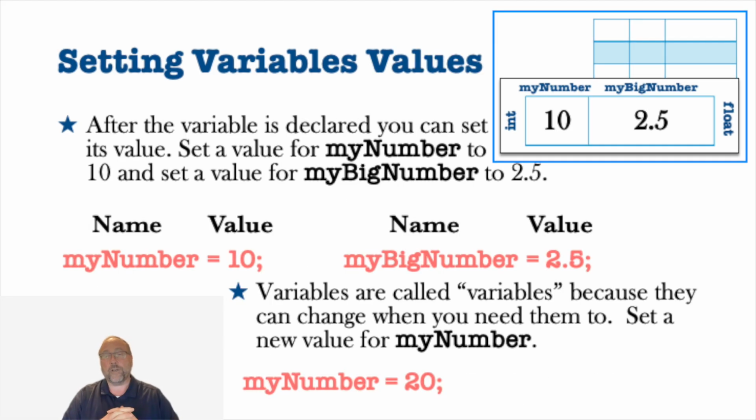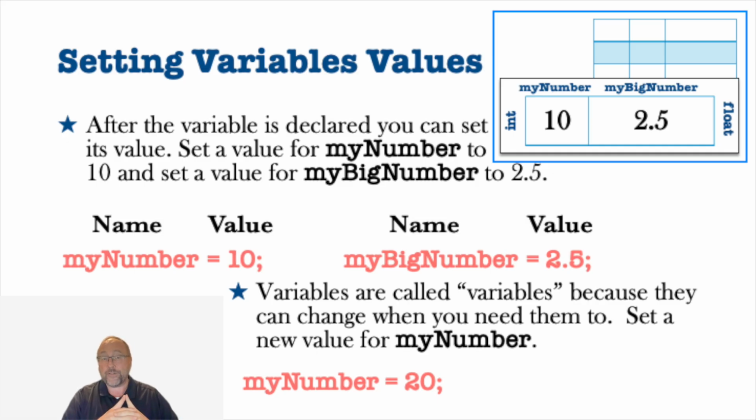All right, so we're going to want to use this thing. How do we set the value that's inside the mailbox, inside of the variable? Well, I do it this way. I use the name of the variable that I just set, myNumber equals, and then the value you want it to be, like 10. If I'm using myBigNumber, it'll be myBigNumber equals 2.5, semicolon.